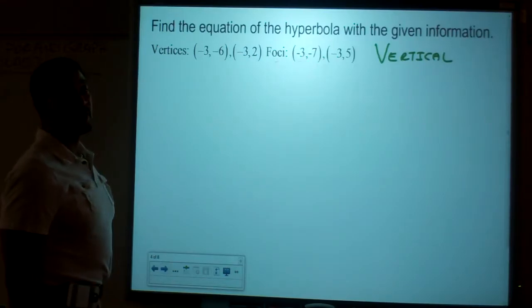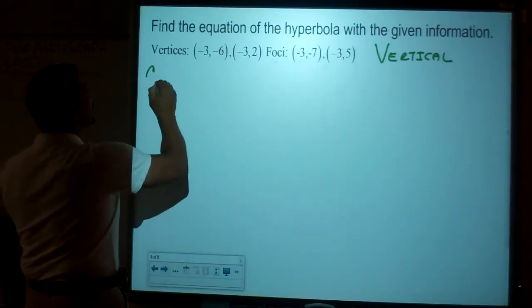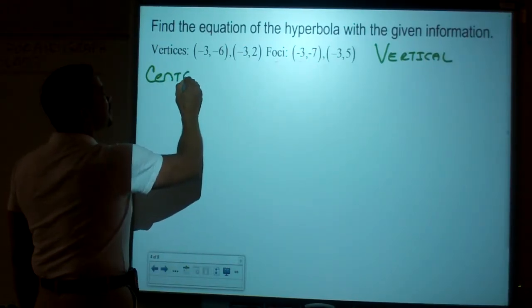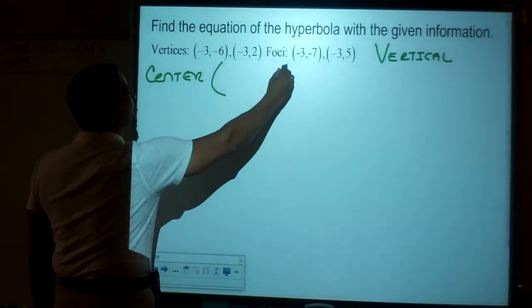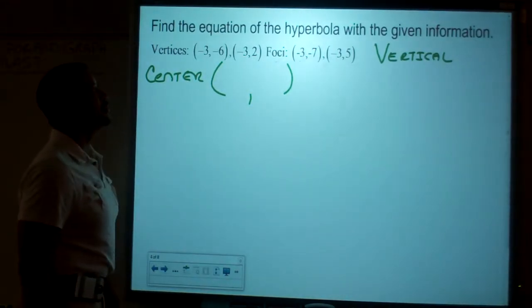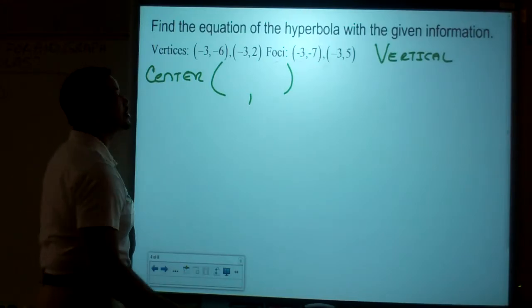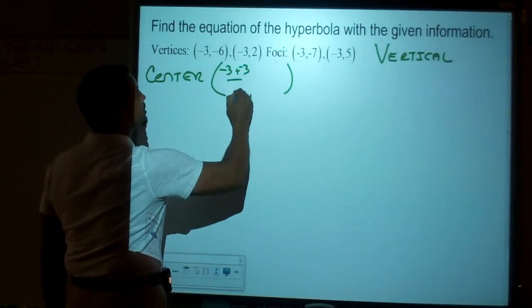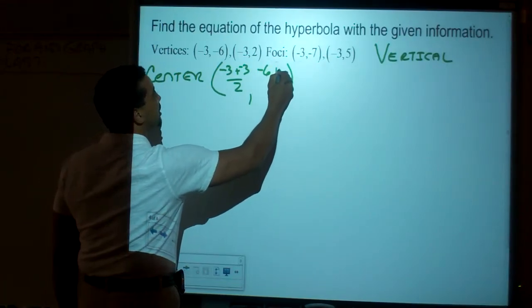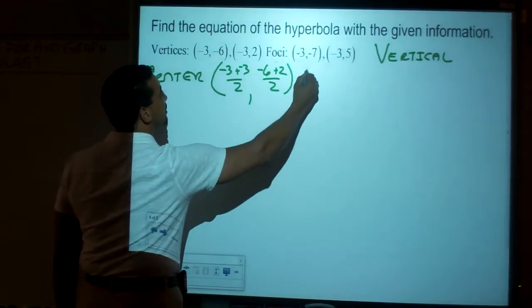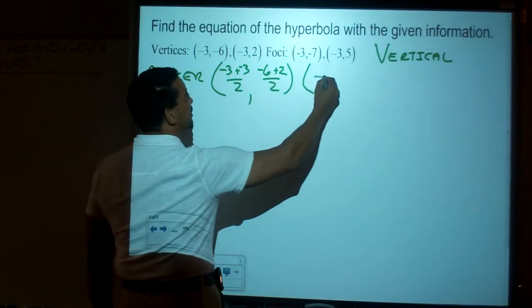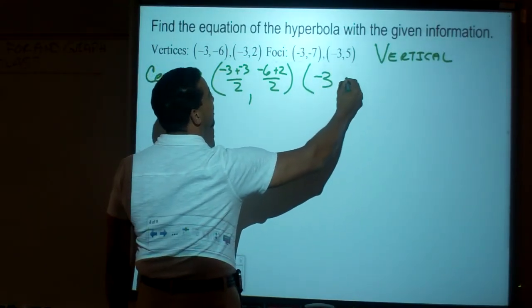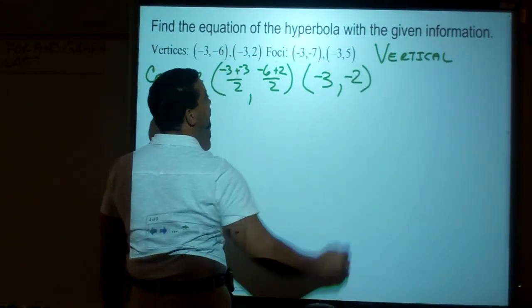Alright, then we can find our center. In order to find the center, we use the midpoint formula. And it doesn't matter whether you use the vertices or the foci, you can use either one. So I got negative 3 plus negative 3 divided by 2, negative 6 plus 2 divided by 2, and that's going to give me negative 3 and negative 2 for my center.